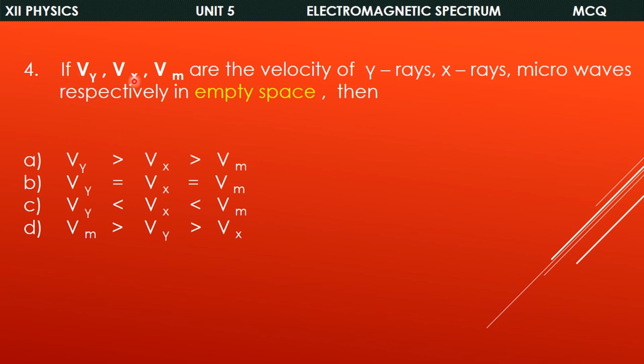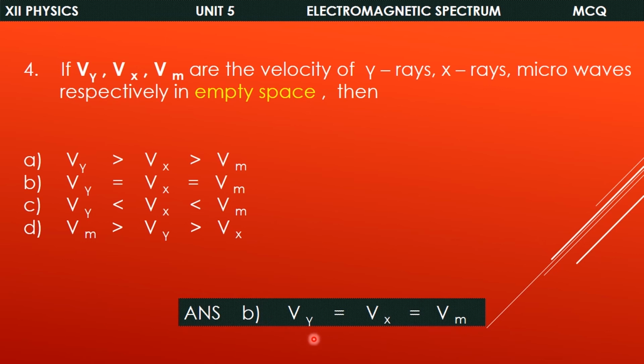Question number 4. If V gamma, Vx and Vm are the velocity of gamma rays, X-rays, microwaves respectively in empty space, then which of the following is correct? We know that in empty space, all the electromagnetic waves travel with the same velocity. That is, all the electromagnetic waves travel with the velocity of light in empty space. So, the answer for this question is B. Velocity of gamma rays is equal to the velocity of X-rays is equal to the velocity of microwaves.